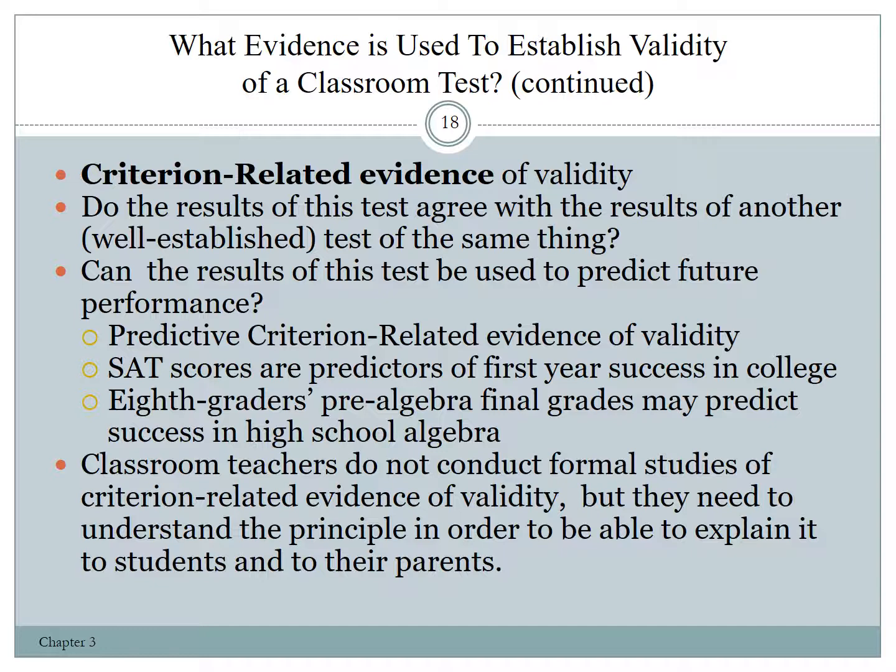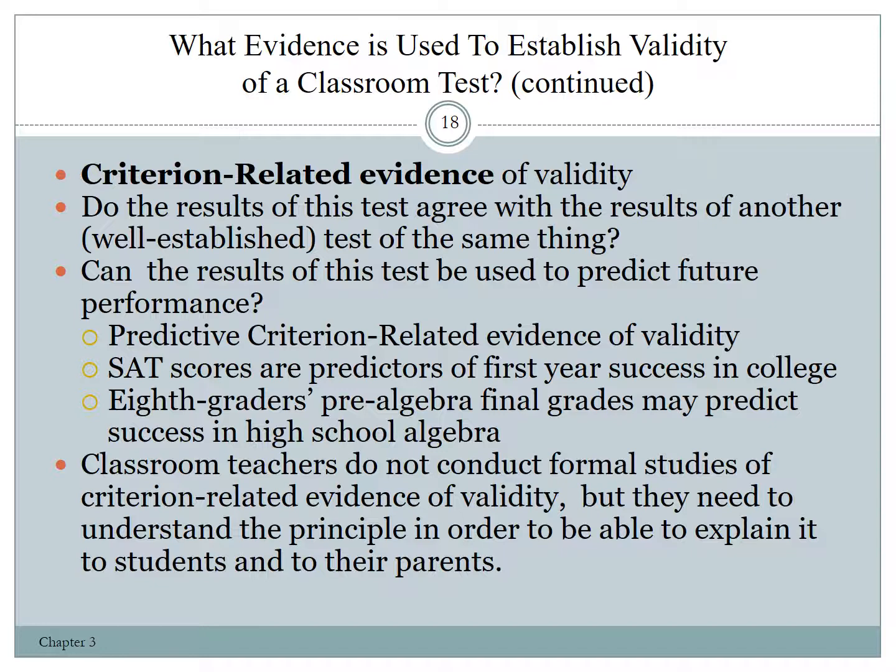What other type of evidence is used to establish validity of a classroom test? Well, we talked about content evidence. Criterion related evidence of validity asks, do the results of this test agree with the results of another well established test of the same thing? So, for example, if a student takes a test that is known to predict grade performance, and the student does well on that test, and then the student also does well on grades, then it's sort of a separate measure of the performance of the test. So also, can the results of this test be used to predict future performance?